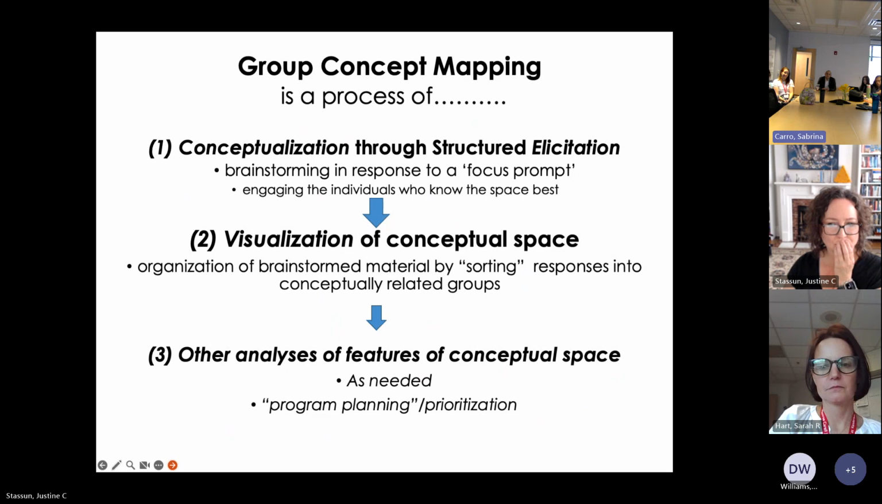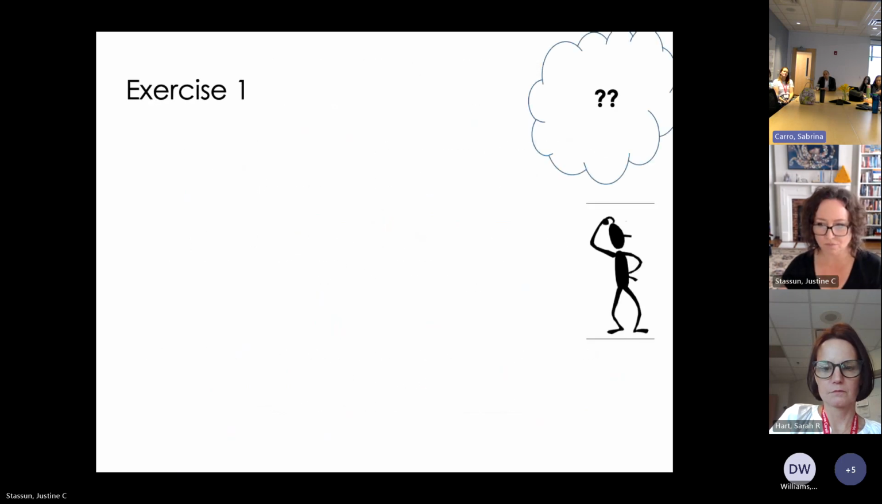Having said all that, any questions about any of that? A lot of new words. Okay, so this is our first exercise. To do this exercise, you have to imagine that you are a patient who has had a recent emergency department visit.